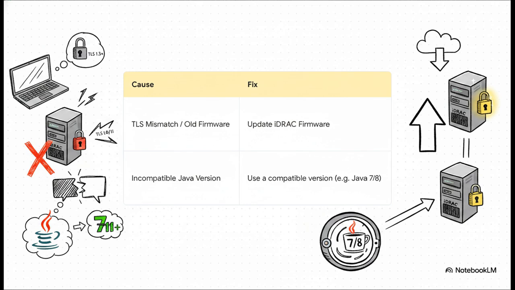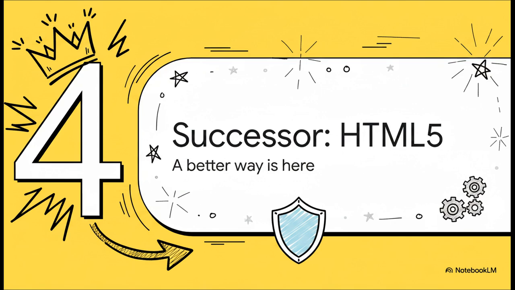If you can't do that, the workaround is to go backwards and install an older version of Java, like Java 7 or 8, that still speaks that old dialect. Now, we've spent all this time being tech detectives, figuring out how to fix these old Java problems. But what if I told you there's a much, much better way? A new hero has already arrived, and it's probably built right into the browser you're using.